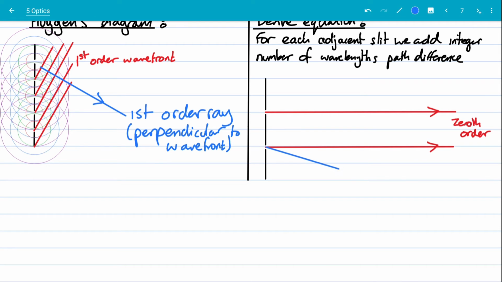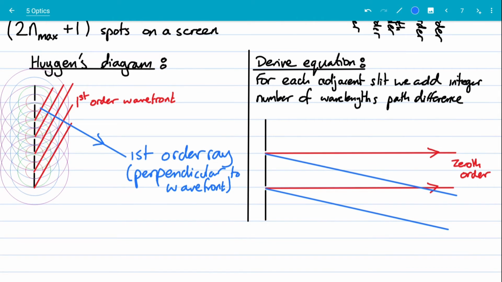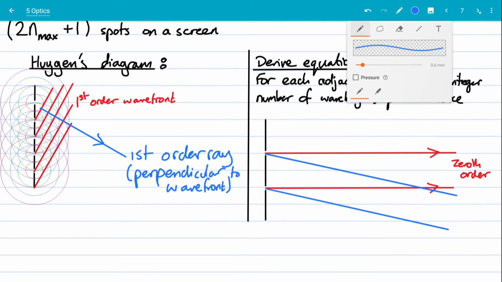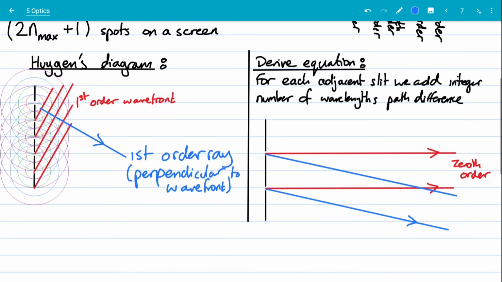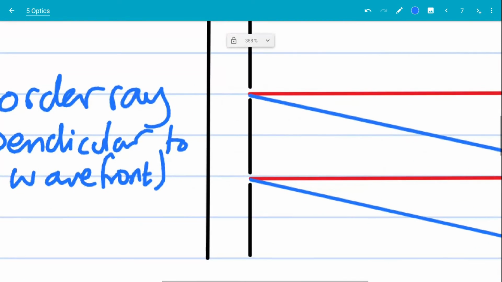So for the 1st order, we're going to get rays that are still parallel. Make them a bit longer. They're still parallel, like this. And they're parallel because all the wavefronts all add up quite nicely, as you can see from Huygens' diagram on the left. But there is now a path difference. This is going to be the nth order. And let's zoom in like this.